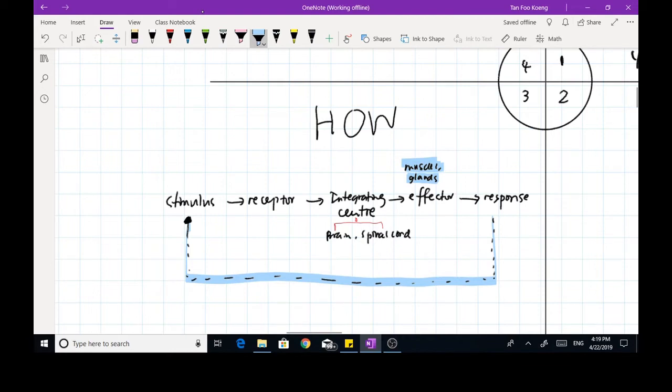Now what do I mean by responses must be appropriate to a stimulus? Let's say you see a stone moving towards your head. Are you going to hit the stone with your head, or are you going to avoid the stone? Definitely you are going to avoid it. So this is what I meant by an appropriate response being triggered towards a stimulus.